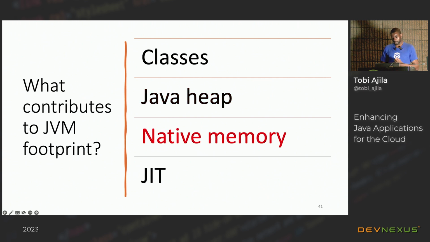The next is native memory. In this case, there are not many solutions to address this, and that's because it's typically driven by application behavior. So think of direct byte buffers or unsafe memory allocate. This is what that category is made up of.